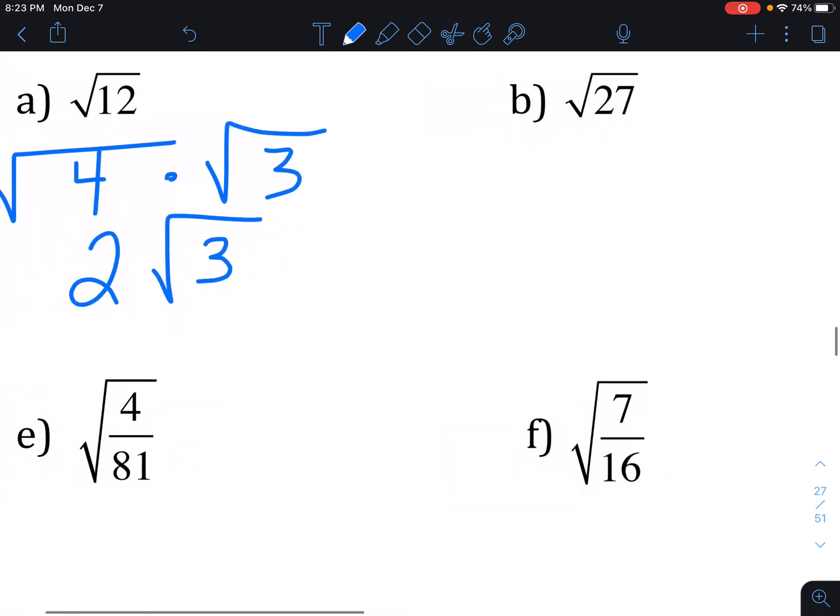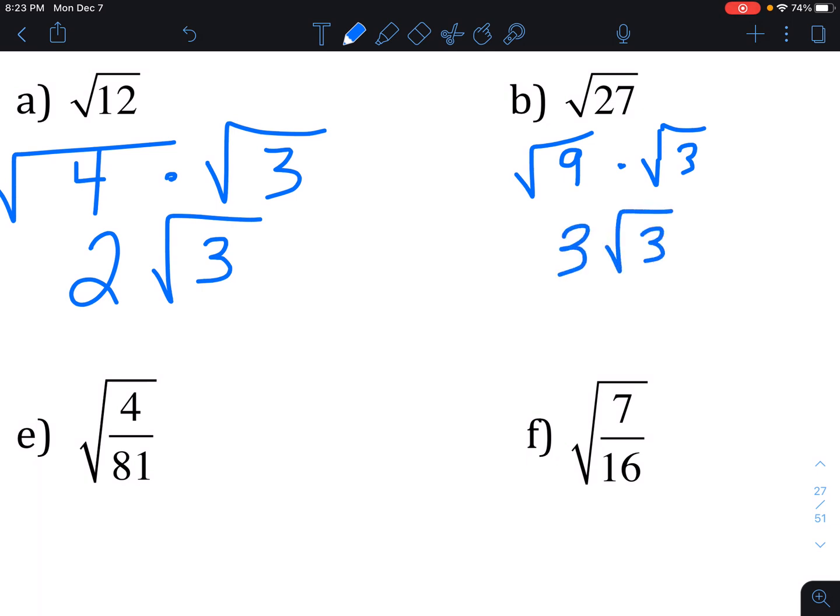Letter B, square root of 27. What's the largest perfect square that can multiply into 27? That would be 9. So 27 can be written as the square root of 9 times the square root of 3. The square root of 9 is 3, and just bring down the square root of 3. So the square root of 27 simplifies to 3 times the square root of 3.